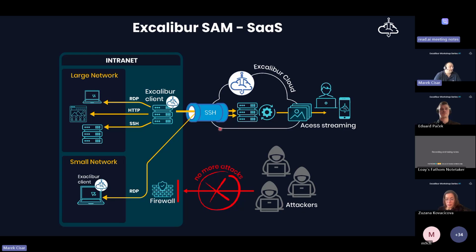Within this tunnel, multiple channels are created. One of those channels is a control channel or management channel. So the Excalibur client is listening for commands from the Excalibur cloud application server. And if there is a request to create a tunneled RDP or SSH session, the Excalibur tunneling client will do so and create a new channel within the already established encrypted tunnel. So this is the basic principle of how the tunneling client works.